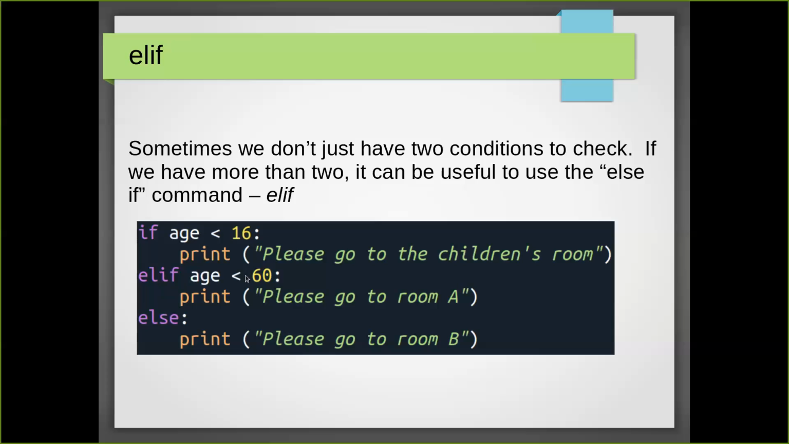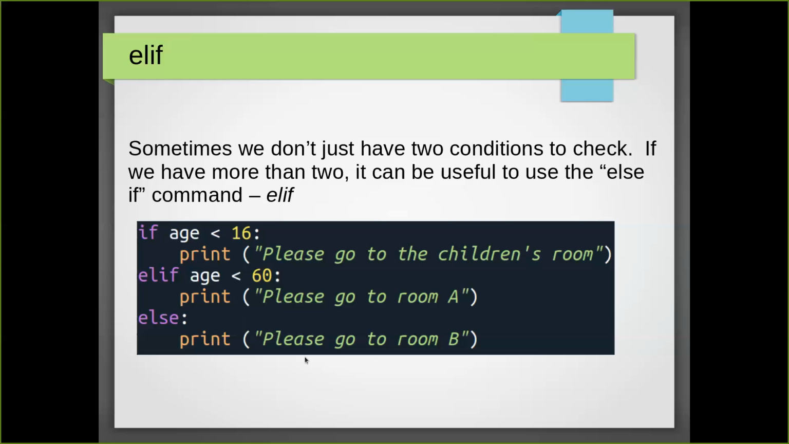So we don't have to put here if the age is less than 60 and also greater than or equal to 16, because they must be greater than or equal to 16 because we failed that condition we've got here. So we know that that can't be true. So here we're saying if they're basically 16 or over but less than 60, then we go to room A, and then we use the else command to say if none of these things above are true, if you haven't got off anywhere else, then do this thing.